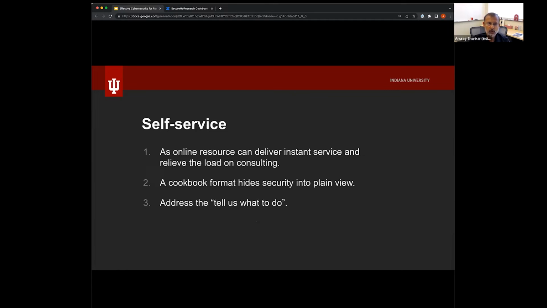Consulting is what most researchers actually prefer, but it's not the most efficient way in some cases. An online resource can be provided that can provide them the answer very much more quickly. And so we have something called a cookbook. And the cookbook we have implemented as a knowledge base. And sort of the clever thing about that is that it hides security in plain view.